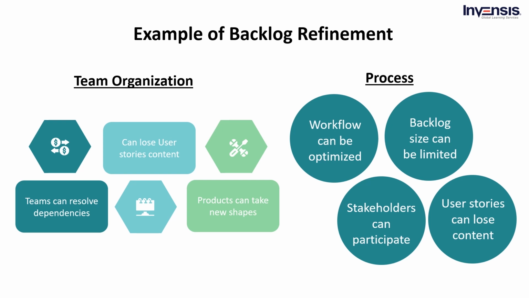Can lose user stories context. When we organize by the team, user stories become abstracted from goals and strategy. One hack is to complement this method with heavy use of release tagging for goal setting. Products can take new shapes. It's been studied and proven. But, for better or worse, products themselves tend to take on the characteristics of the organizational structures that create them.